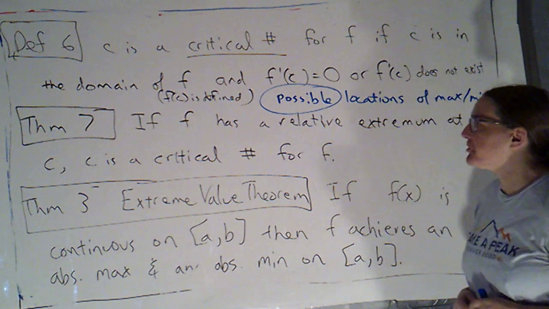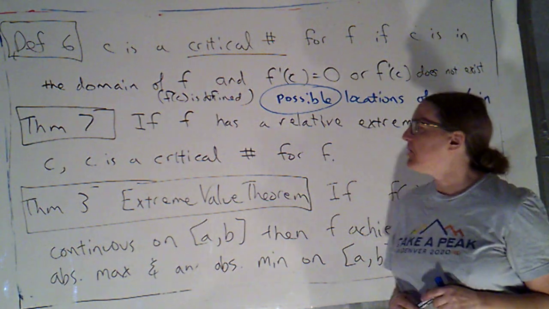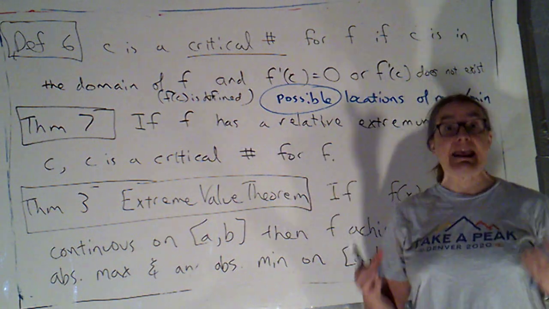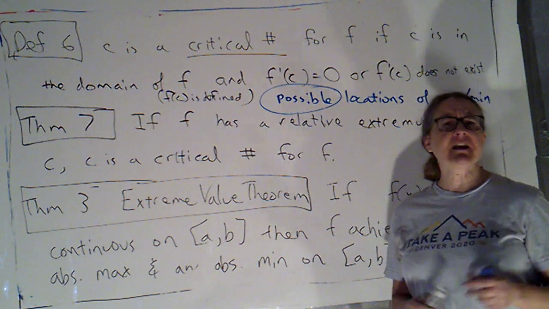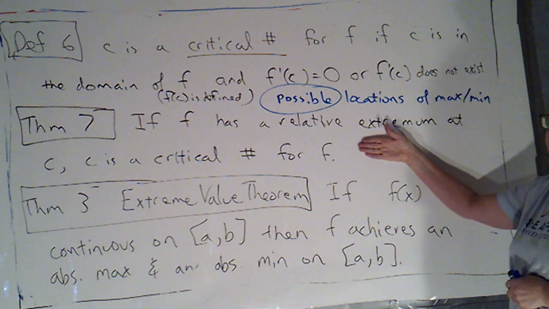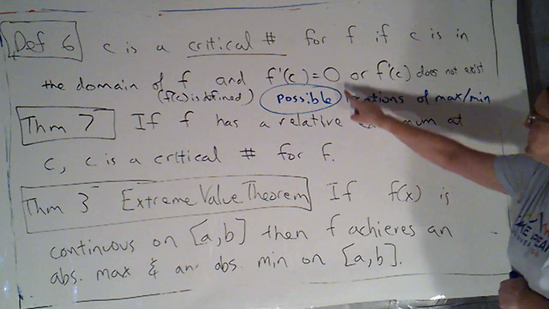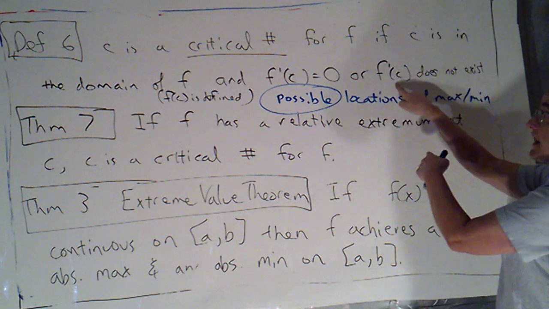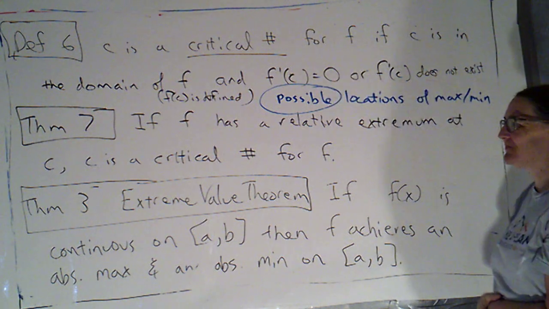Now, there's another theorem in your text. It's Fermat's theorem. And it just says if f has a relative extremum at C and the derivative is defined, then the derivative is 0. That's an important theorem. I didn't bother to write it on the board because I think it's covered by Theorem 7. Theorem 7 says if there's a relative extremum, then either the derivative is 0 or undefined. Fermat's theorem just says, oh, and if it's not undefined, then it's got to be the other possibility, it's got to be 0.